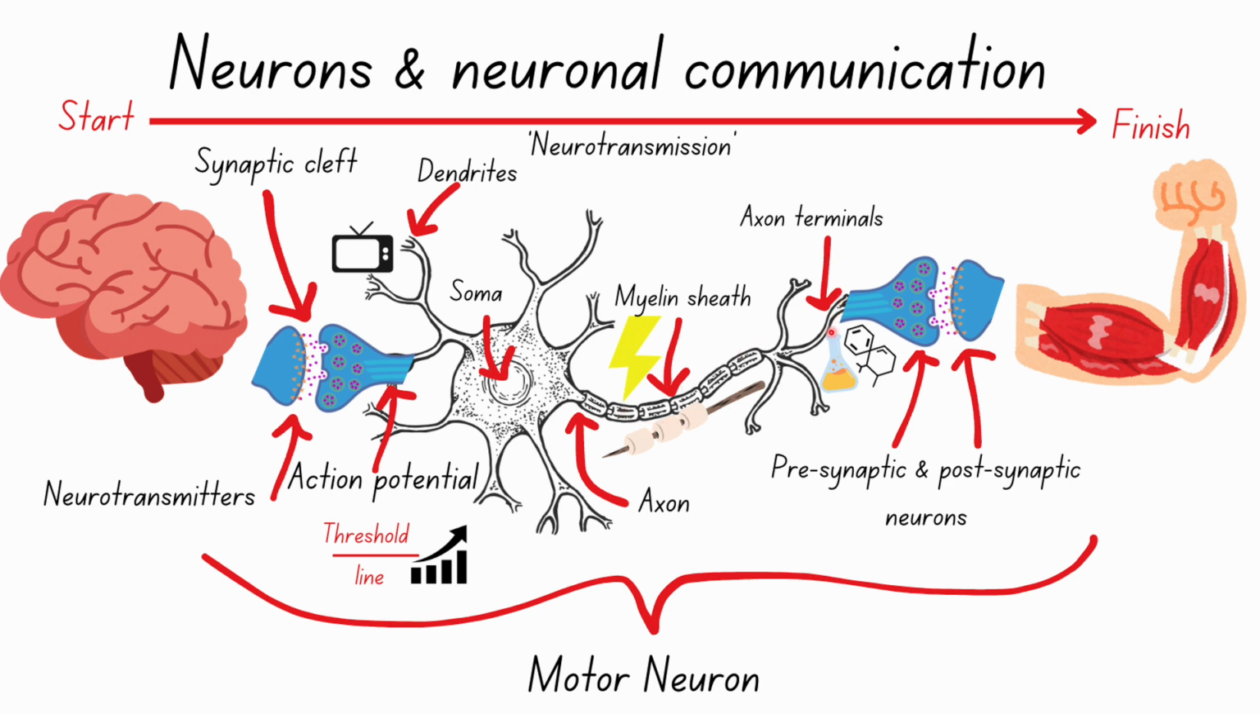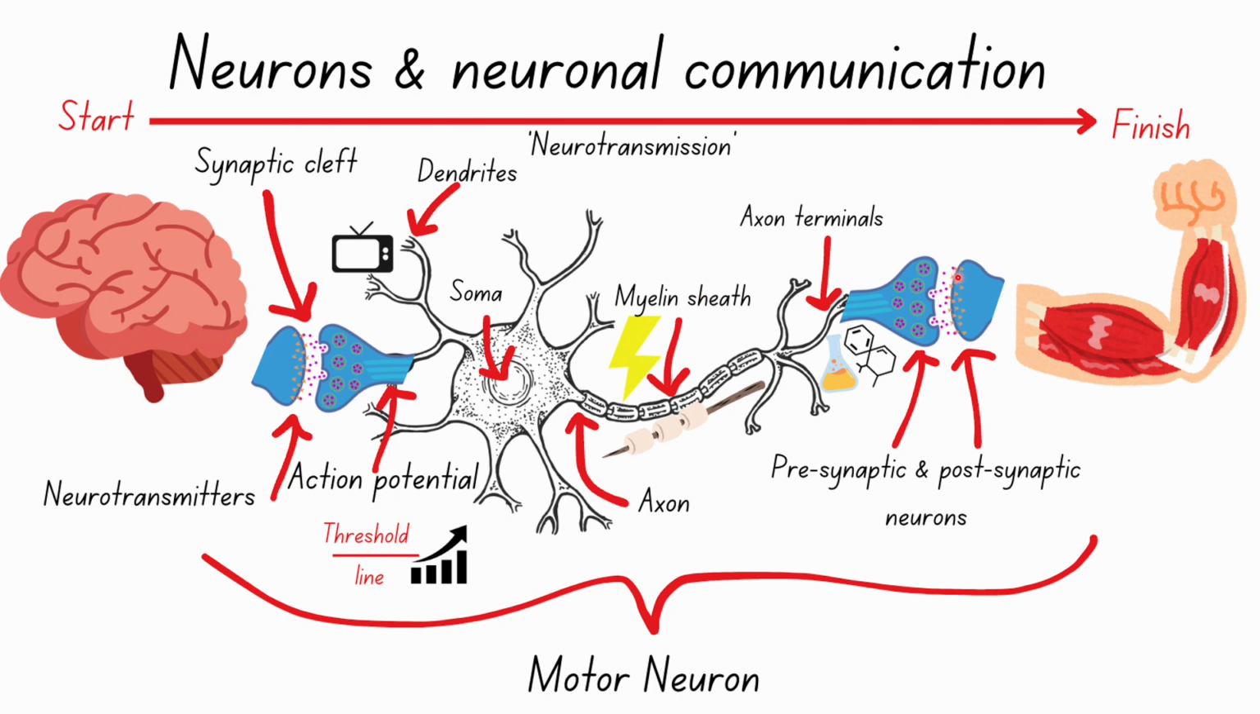Axon terminals then convert the electrical signal to a chemical signal or message. This is why I have put chemical solution symbols here to remind me that the message is now chemical. When an action potential arrives at the axon terminal, the neurotransmitters are released and diffuse across the synaptic cleft.